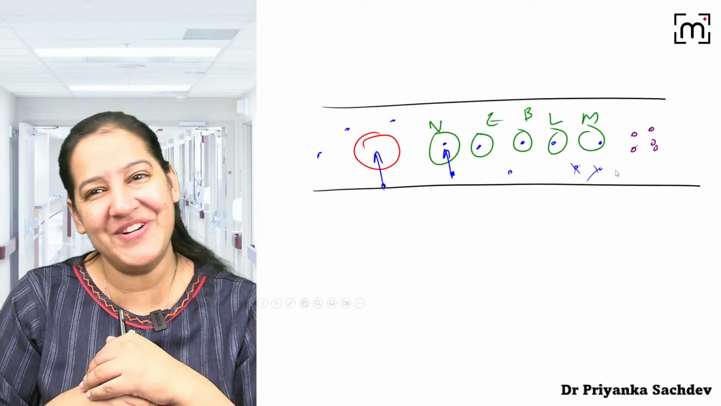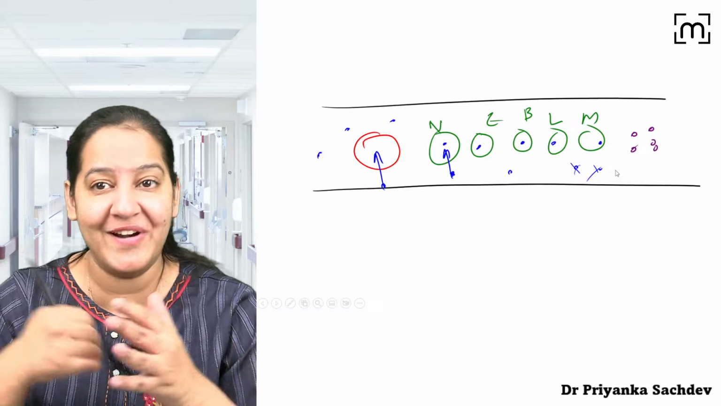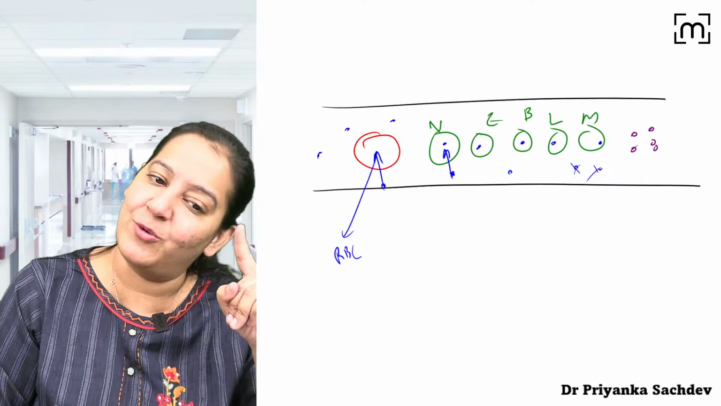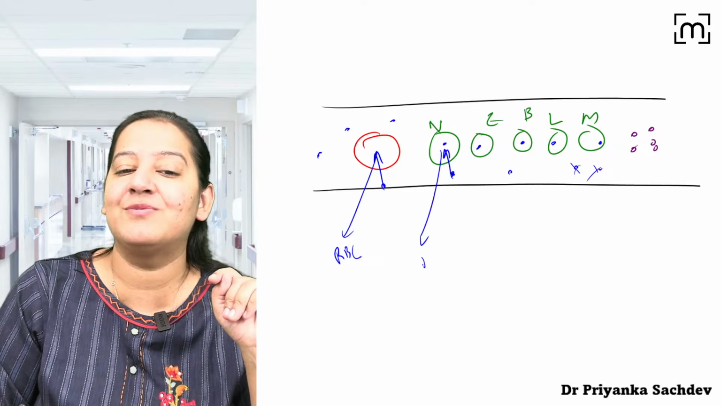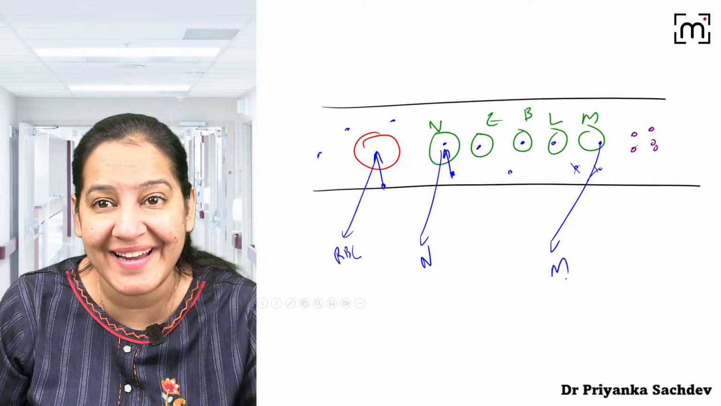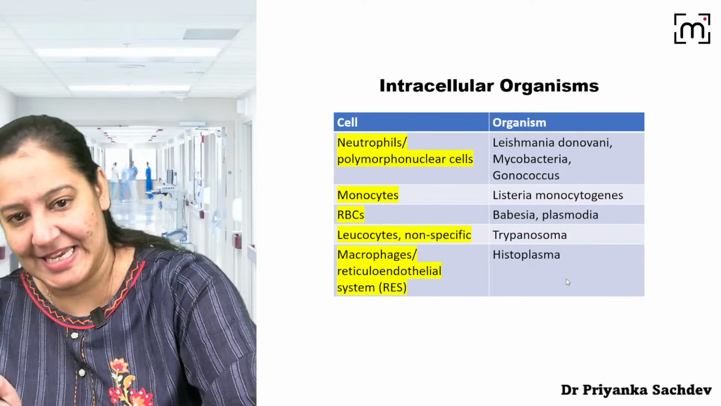So let me give you the list of intracellular bacteria. Do you know such a list? Which bacteria prefer to grow intracellularly, and in which cell? Let me tell you the names of the bacteria which reside inside only RBC, inside neutrophil, and inside monocyte, right? So here is a list in front of you. It's very simple, very easy.